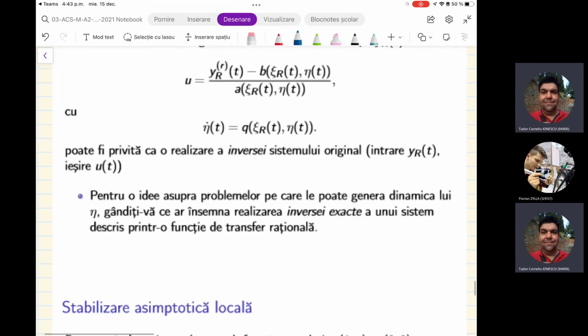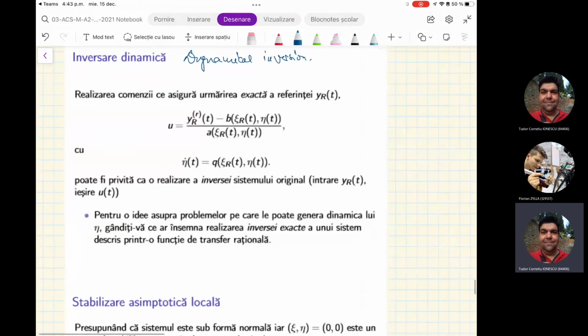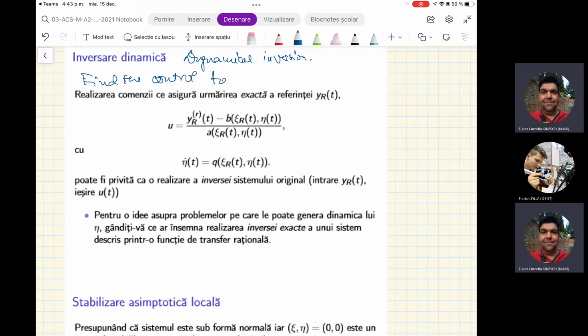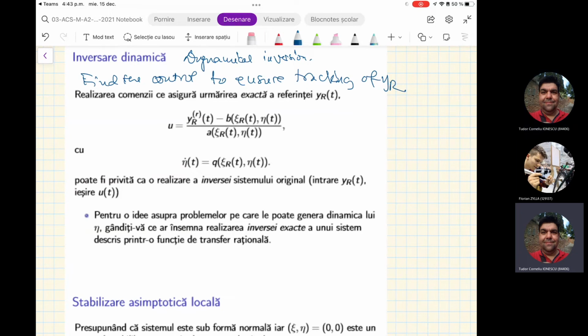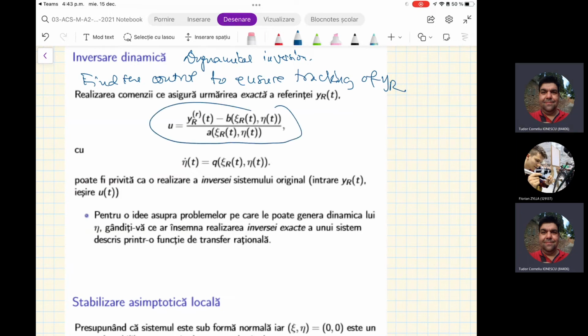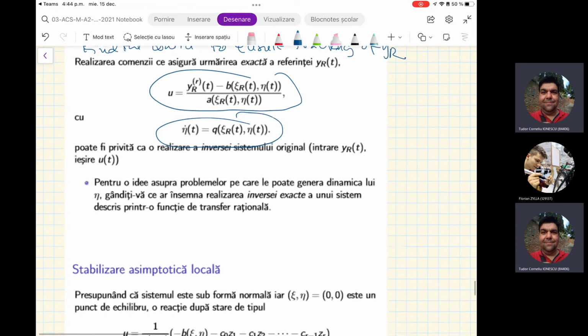Okay. So you find the control to ensure tracking of yr. And this is the control law. This is the control law. And this is the zero dynamics. Okay.